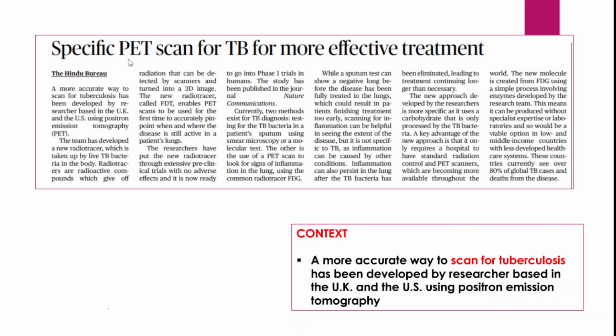So the next important article is about TB disease, and there is a new method of scanning. This new method of scanning is known as PET scan. PET stands for positron emission tomography. So this will be a new method of diagnosing TB in a much more accurate and efficient manner, right?